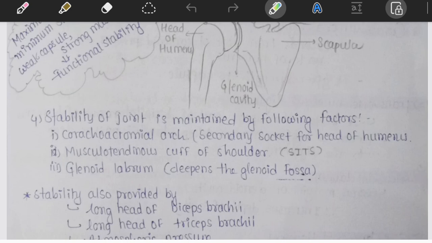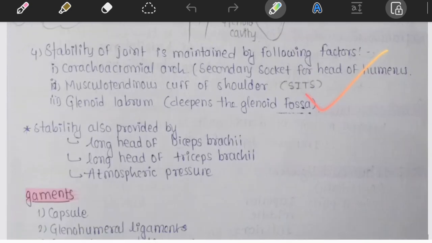Then the musculo-tendinous cuff of the shoulder, also called the rotator cuff. Remember the SITS muscles: supraspinatus, infraspinatus, teres minor and subscapularis. These muscles surround the capsule and provide dynamic stability. If the rotator cuff becomes weak, shoulder instability increases.